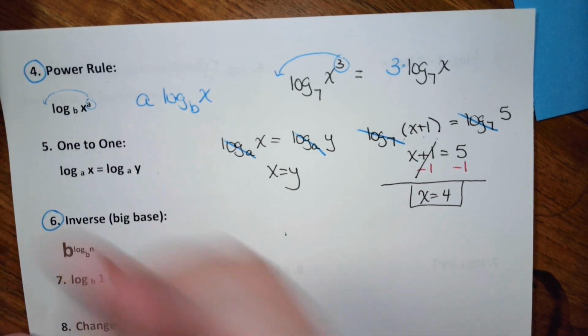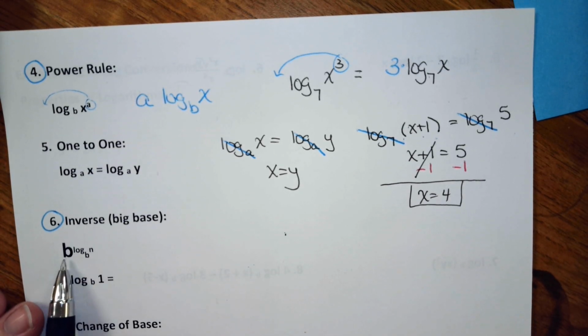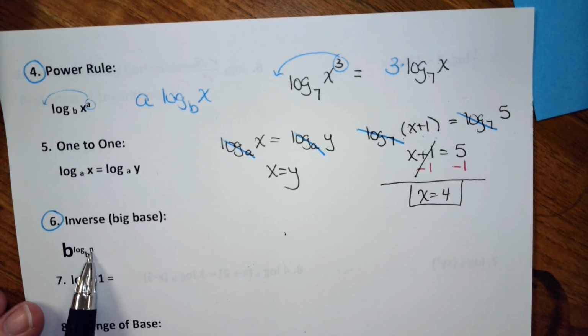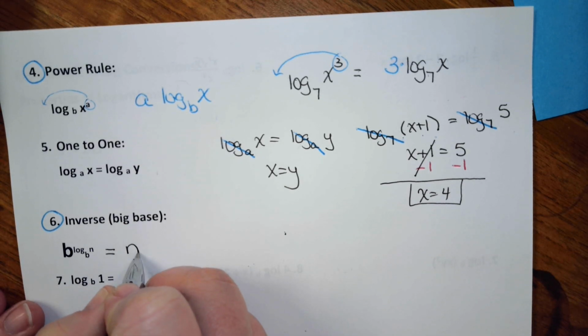Now, the inverse rule, which I call the big base rule. The big base rule is also another property that we use a lot in solving logs. The big base rule says that if you have a base with the log as your exponent, and that log has a base that's the same as your big base, then they're going to cancel, and you're left with just n.